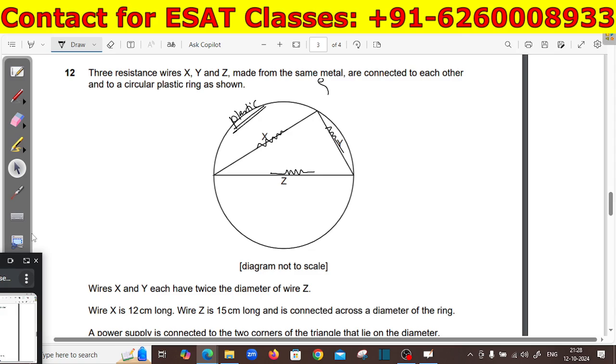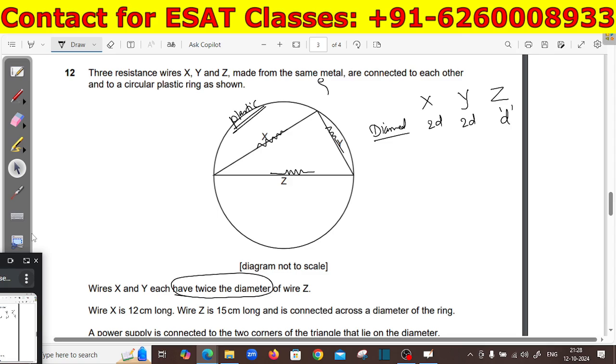Wires X and Y each have twice the diameter of wire Z. So let us talk about the diameter. If the diameter of wire Z is D, I'm considering the diameter of wire Z as D, so the diameter of Y and X should be 2D, right? According to the question, wires X and Y each have twice the diameter, right?